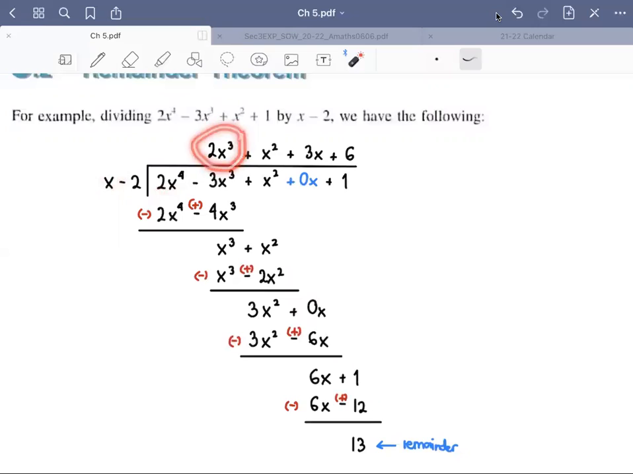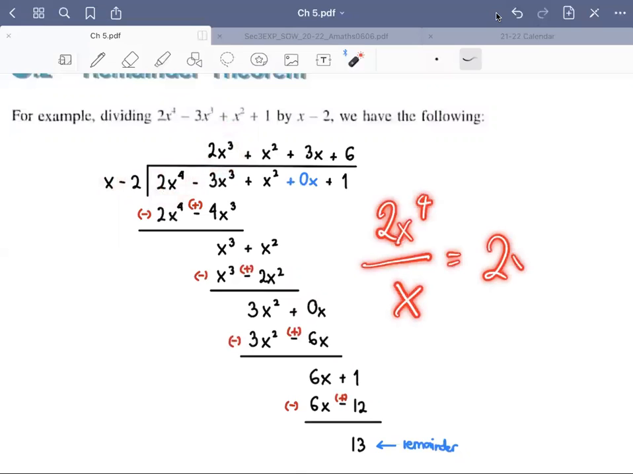Again, 2x to the fourth power divided by x. Of course, you will get 2x cubed, right? And that's how I got this. Okay, this is your quotient. Okay, this is your answer. So that's how I got this.